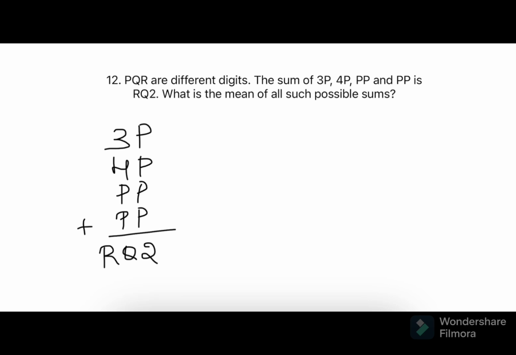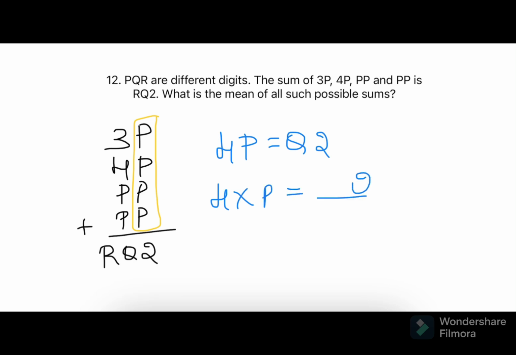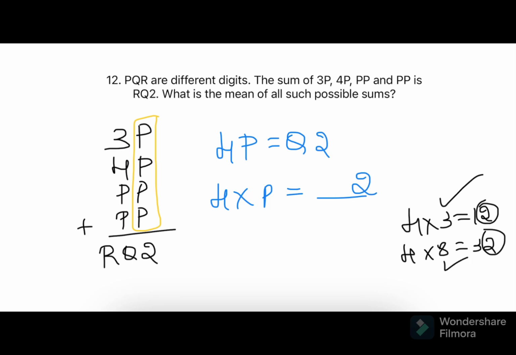So when we add 4 P's here, P plus P plus P plus P, what is the meaning of it? 4P is equal to Q2. This is one of the inferences that we can draw. If 4P is equal to Q2, 4 multiplied by something should give a number whose unit digit is equal to 2. So what can we think of? We can think of 4 threes, because 4 threes are 12. We can also think of 4 eights, which is 32. In these two cases, the unit digit is equal to 2. So what are the two possibilities? Either the value of P is equal to 3 or the value of P is equal to 8. So these are the two narrowed down numbers that we have got.